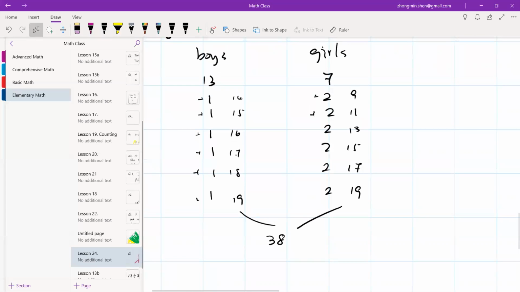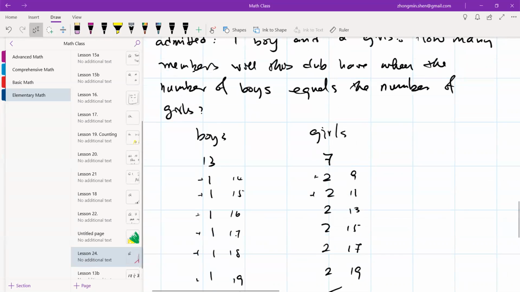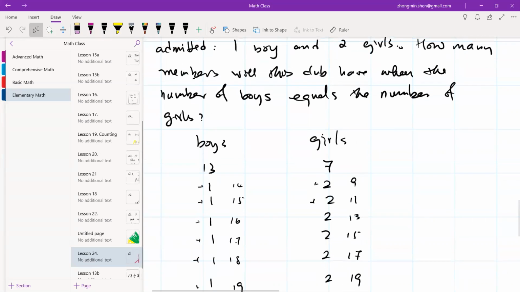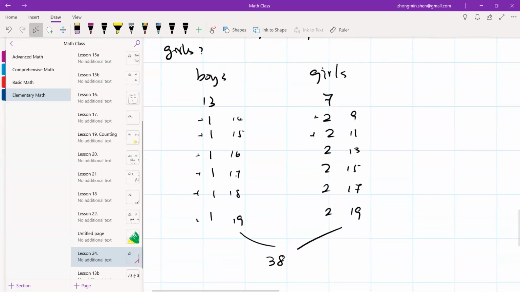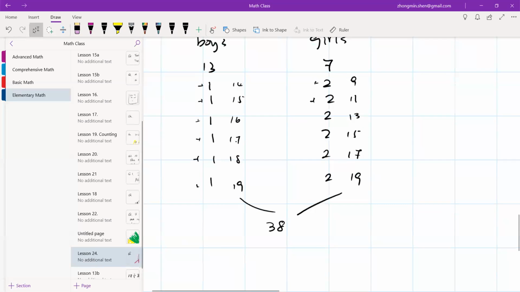So every time, you don't need to know how many boys should be added, but you just increase by 1 each time. The other side increases by 2 each time, and you see that when the boys number reaches 19, the number of the girls also reaches 19, so they're equal. Then the answer will be 28.